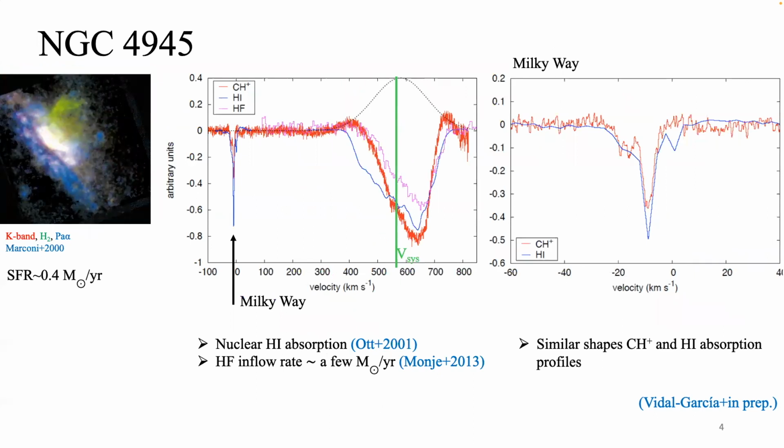Another local starburst where CH+ has been traced is NGC 4945. You see here the false color image, where you can appreciate the disk and the H2 emitting nebula. And in the central panel, you see the CH+, HI, and HF spectra, and you see how in all 3 of them there is a prominent absorption. The inflow rate of the gas has been traced through HF and is of the order of the star formation rate of the galaxy. Finally, I also want to notice that in the Milky Way, the 2 profiles, again, of HI and CH+ are very similar. This is telling us that probably these 2 lines arise in very similar environments.